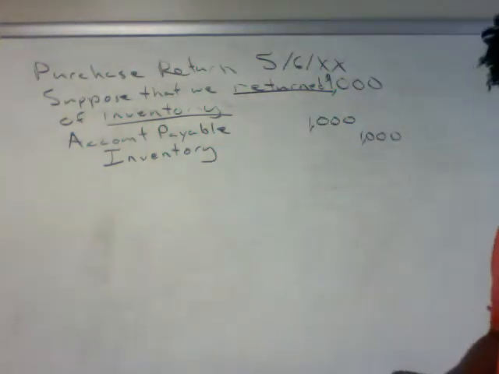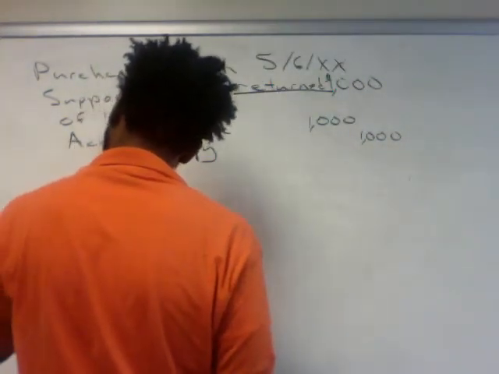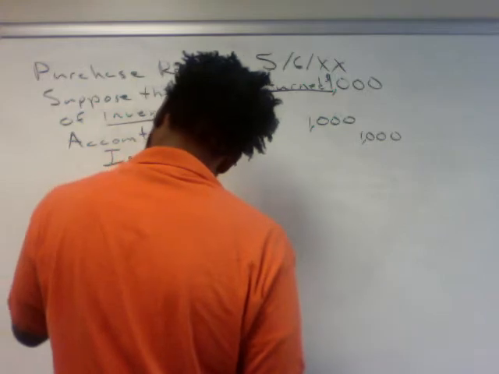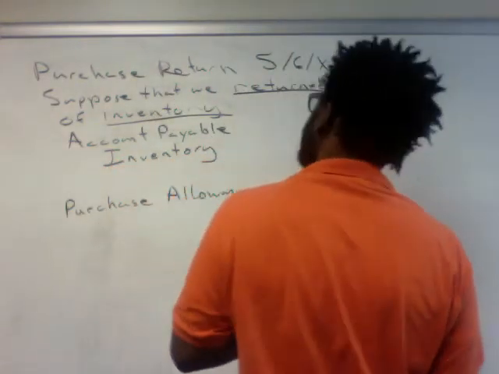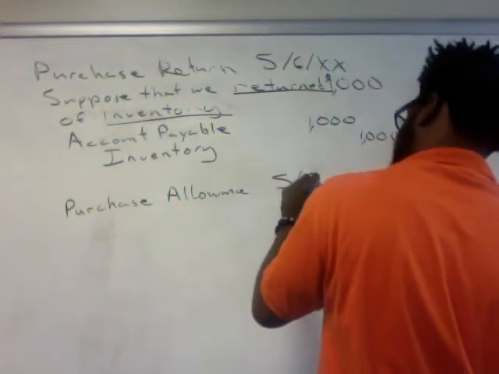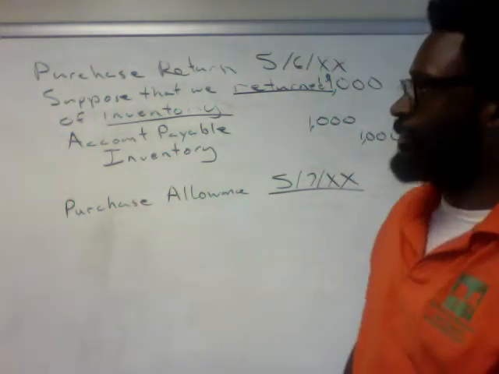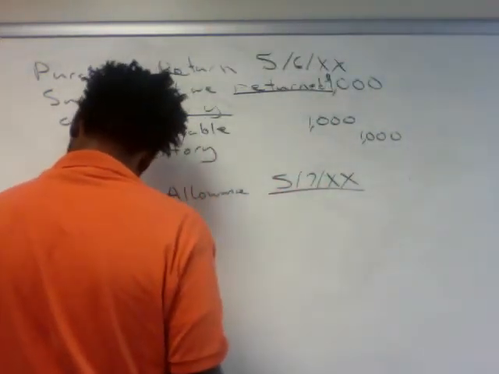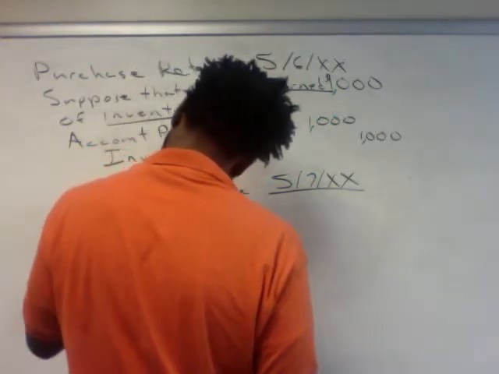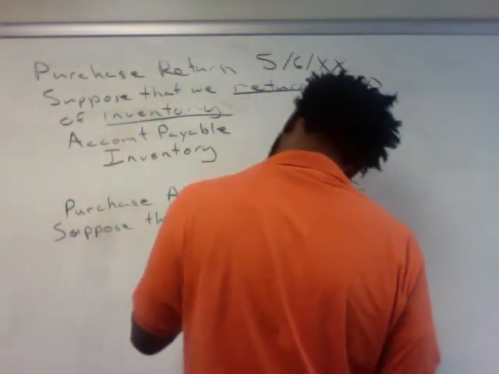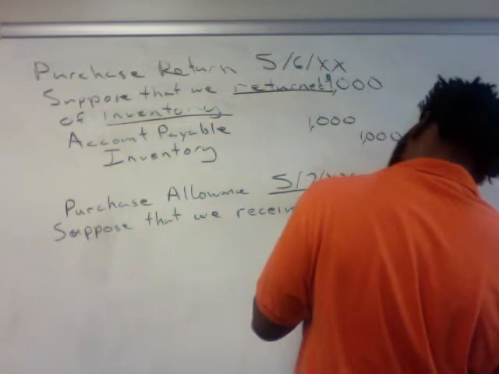The next one that I'm going to look at is on the 7th. This time it's called a purchase allowance. And it's on the 7th. The dates are very important with this because that's how we're going to know if we get discounts or not. So suppose that we receive an allowance.